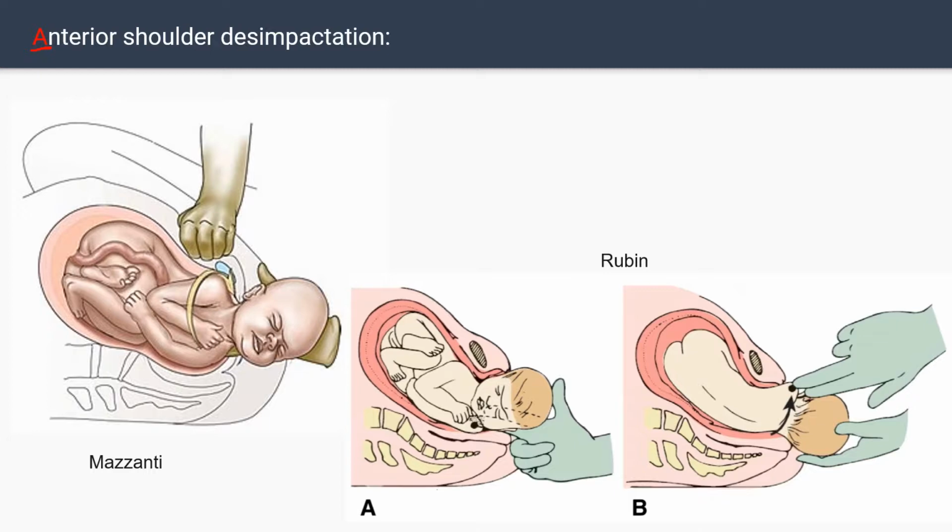And the Mazzanti maneuver is only to make external compression a little bit above the symphysis in order to decompress the shoulder and move it a little bit posterior, to decompress the shoulder of the baby against the symphysis.